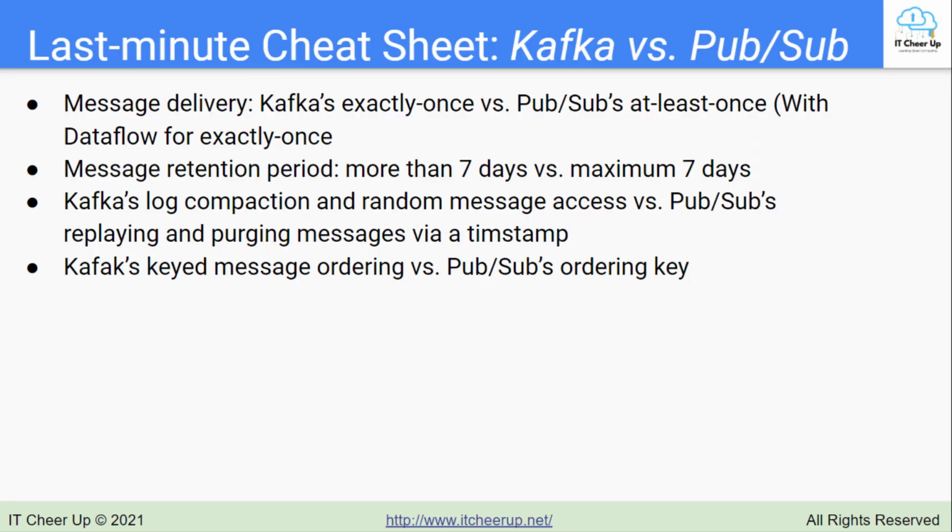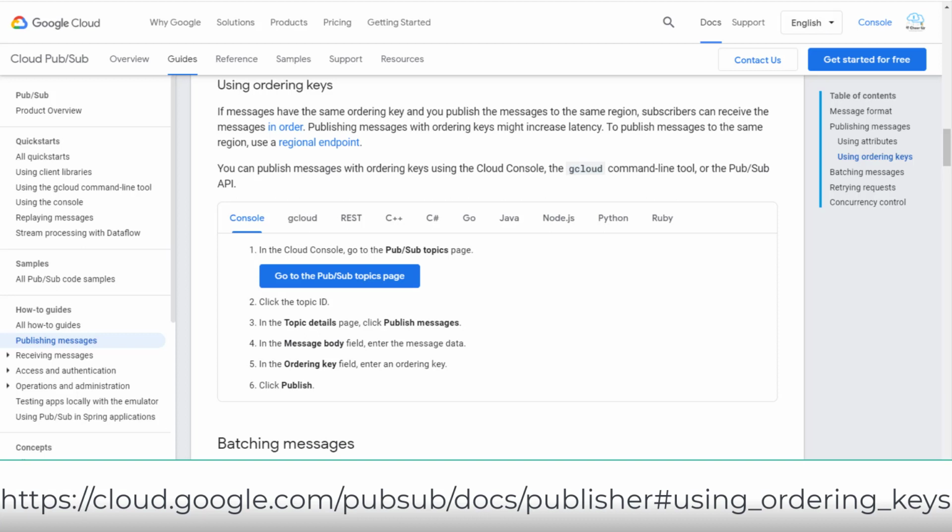The last one is on message ordering. Kafka provides keyed message ordering to promise the message ordering within a single partition of a topic. PubSub has an ordering key to guarantee the messages successfully published by a single publisher for the same ordering key in the same region.